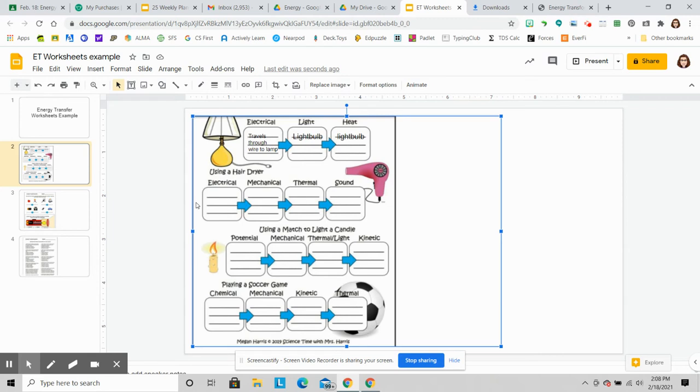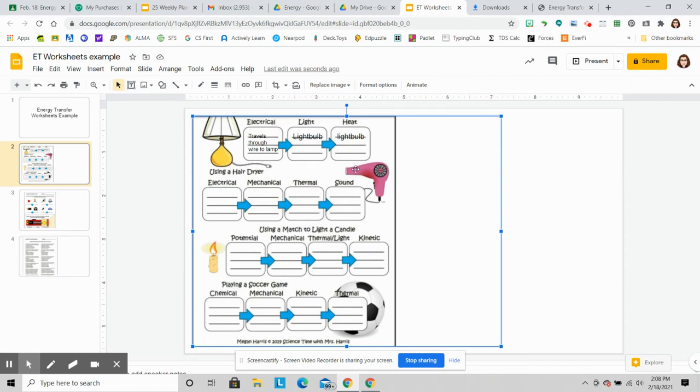So on this first page, that is what they want you to do. They are telling you that to use a lamp, you have these steps of energy transfer. You have the light coming from the bulb, and that's also where the heat comes from. And those are there because of the electrical energy that travels through the wire into the lamp.